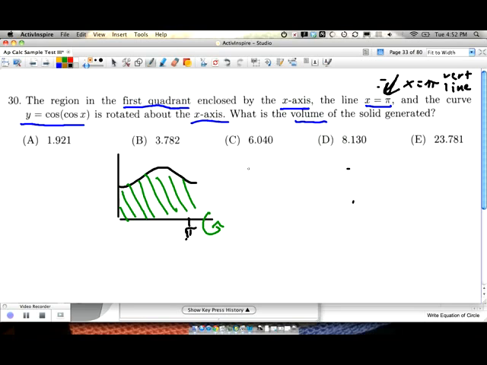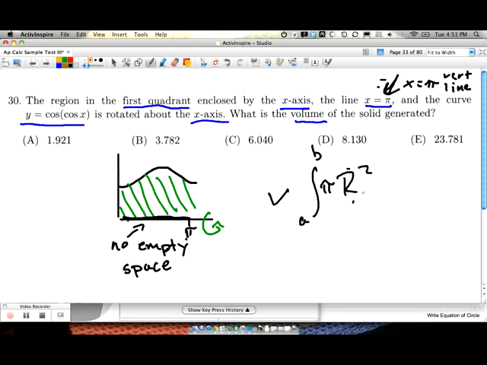So we need to ask ourselves a couple of questions because we're doing a volume of rotation. The first question: is it attached to the x-axis, or I should better say the axis of rotation? Right here, there is no empty space. It is attached the entire time. That means that the volume is going to be the integral from a to b of pi times big R squared. And big R is going to be the distance from the axis of rotation to the upper edge here. So just to color that in, this is our radius. This is R.